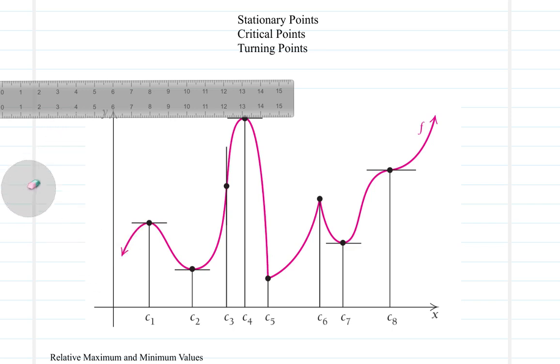So that's a turning point. The gradient turns from positive to negative at that point, right? The gradient will turn from negative to positive at this point, right? Now, what happened at C3? The derivative does not exist.